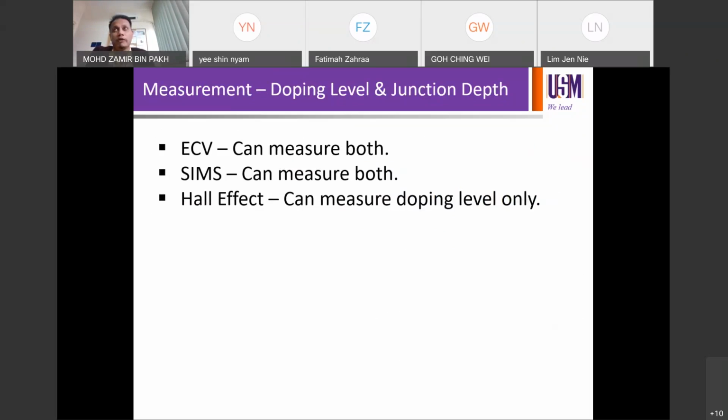Hall effect can also be used, but it's rarely used in production lines because it can only measure the doping level, while they are more interested in both the doping level and junction depth. So Hall effect is more for lab scale, but if you talk about production scale, then it's going to be ECV and SIMS, right? And another one, the simplest one, is the 4-point probe. You can also include it here.